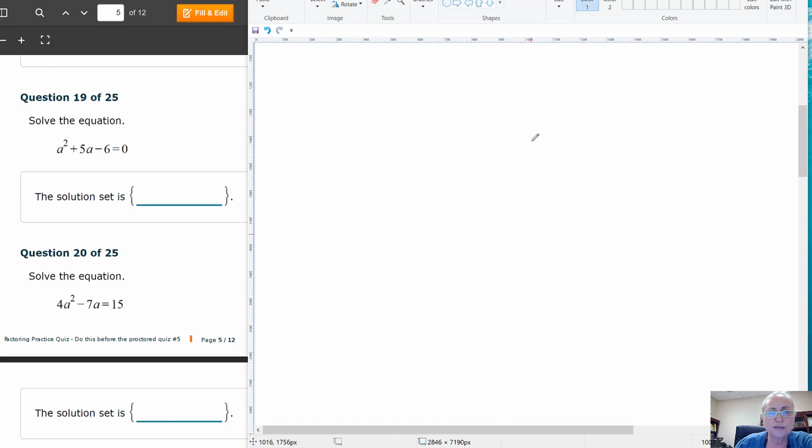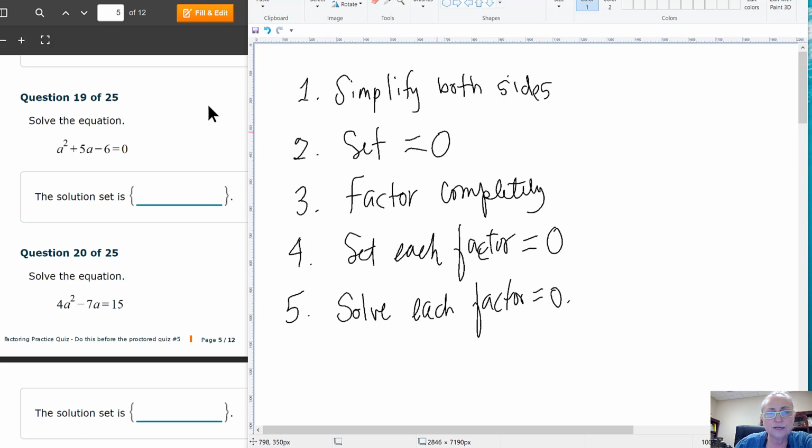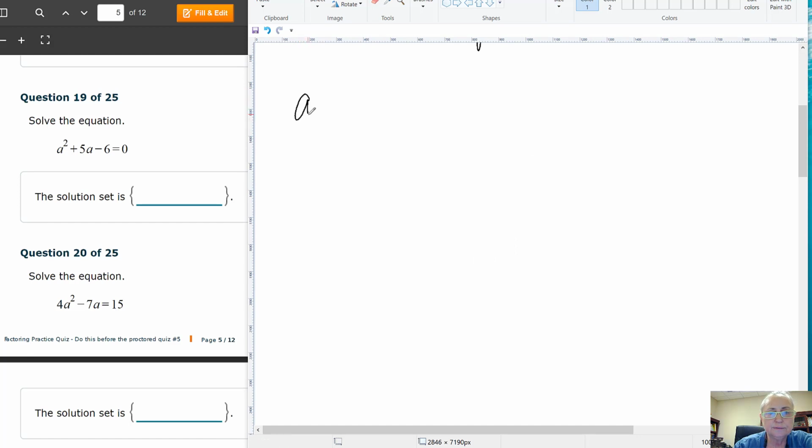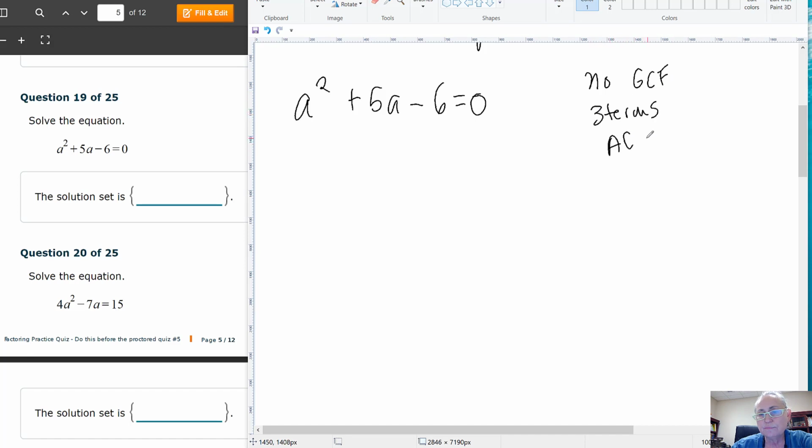So when we have one like number 19, simplify. Well, there's not anything I can do to this. There are no like terms. There's no parentheses. It's nice. It's in standard form. It's great. Set equal to 0. Well, that's already done. So we're starting at step 3. We're going to factor completely. We look for a GCF, and there is no GCF. It's a trinomial. We count, we got 3 terms. We know we can do the AC method, and it is the shortcut one because there's a 1 here.